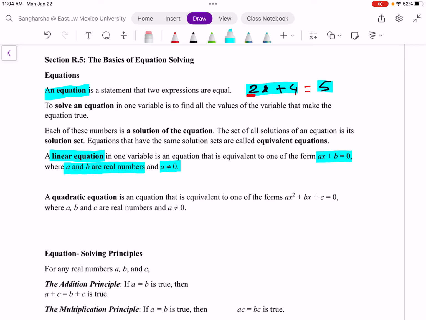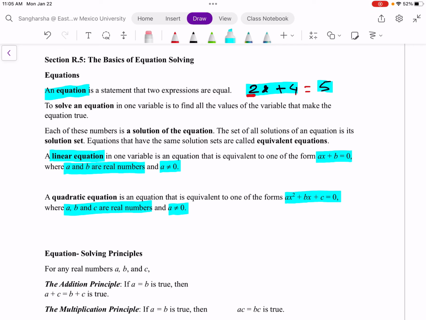If you have an equation of this form, ax squared plus bx plus c equals 0, then your equation is a quadratic equation, and here a, b, c are real numbers and a is not equal to 0. Now if we compare linear and quadratic equations, what difference do you find? What difference do you see in the number of solutions of each equation?